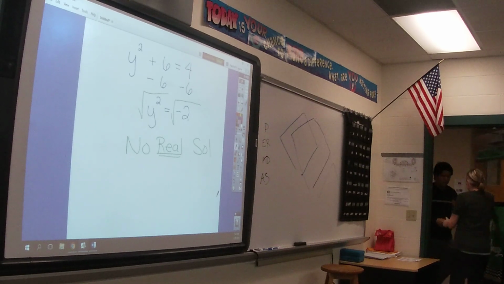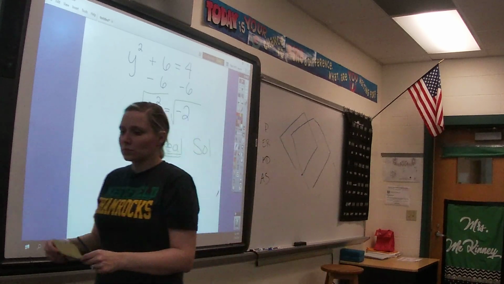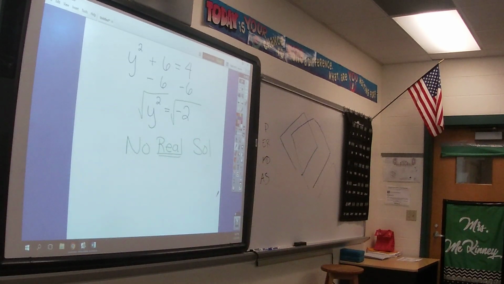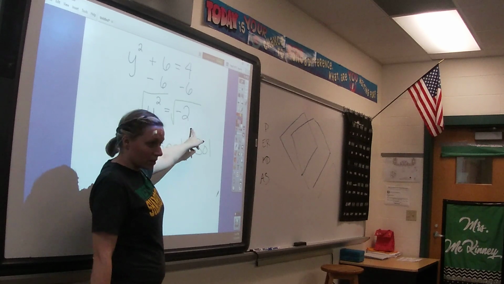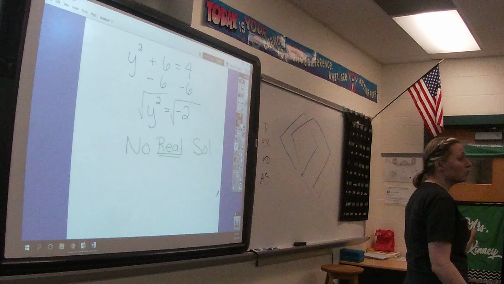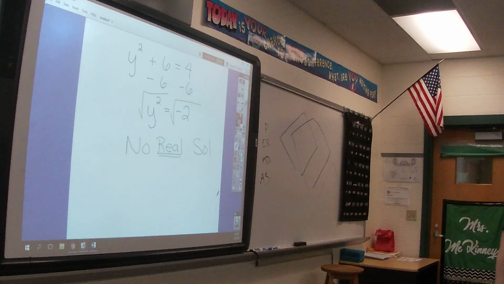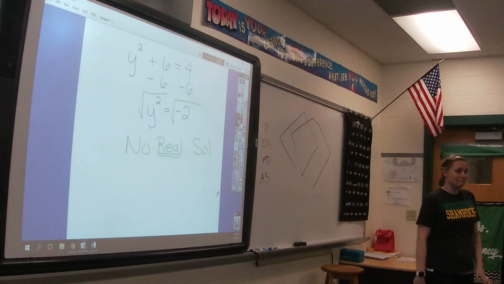You okay? You sure? Are we okay on this one? So if we get a negative underneath the square root, whether it is step 1, whether it is step 2, whether it is step 500, it is a no real solution, NRS. Okay?